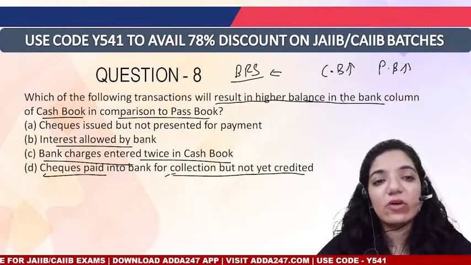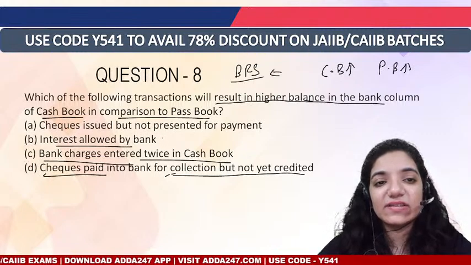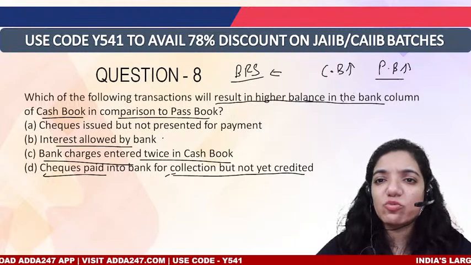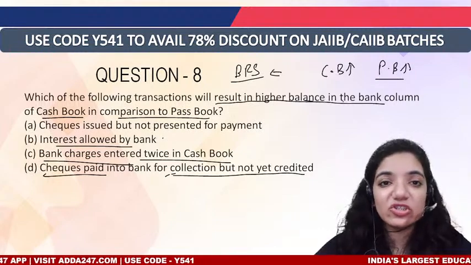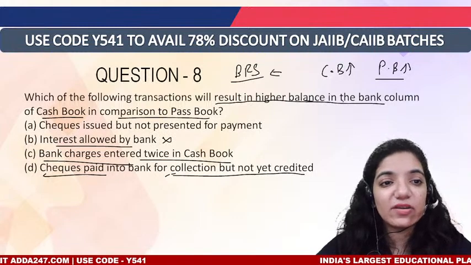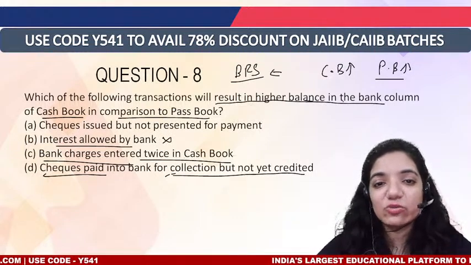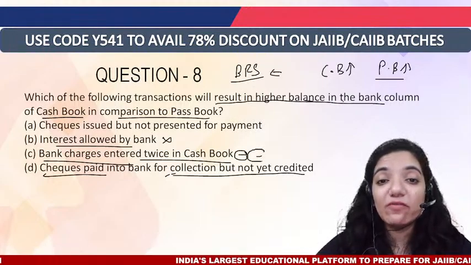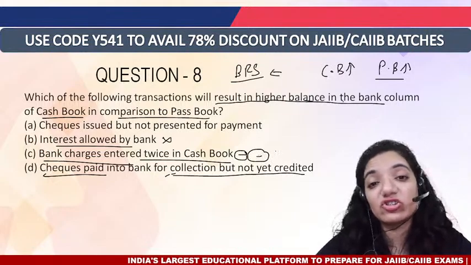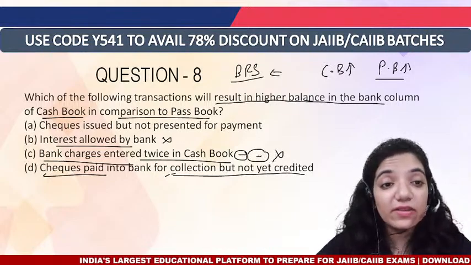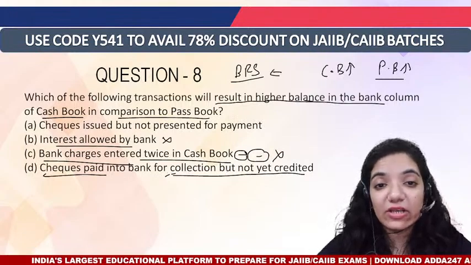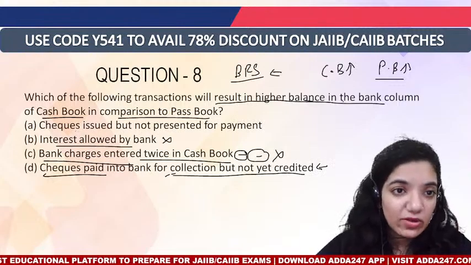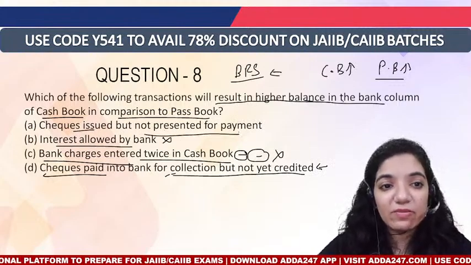If the interest is allowed by the bank, in this case the passbook shows more money because we just received money in the bank. So this is not the case. Now let's take this point. Bank charges entered twice in the cash book. Bank charges reduce your balance, so this would mean that you have deducted the bank charges twice. This is not the scenario again. The checks paid into bank for collection but not yet credited. Now this can be the point, why there's one more: check issued but not presented for payment as well.